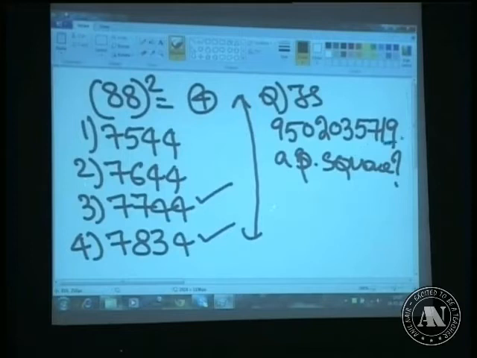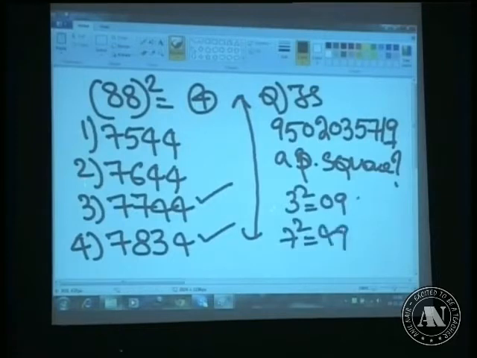This number is ending with which digit? 9. What are the least natural numbers whose square gives 9 at the end? 3 square is 9. 7 square is 49. 13 square is 169. 17 square is 289.